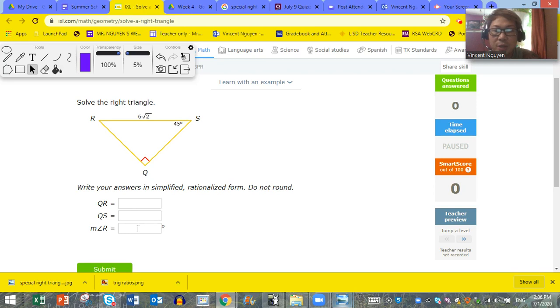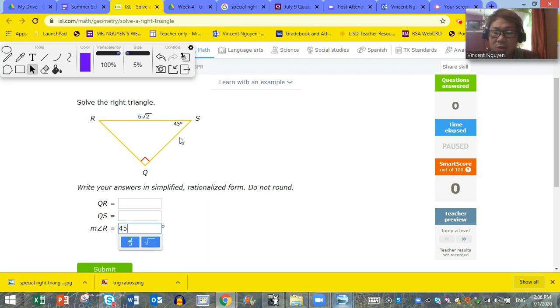The easiest one to do here is angle R. Since angle S is 45 and this is a right triangle, angle R must also be 45 degrees. So I'm going to type in 45 there for angle R, because it's 45, 45, and then 90. Well, that means this is a special right triangle.